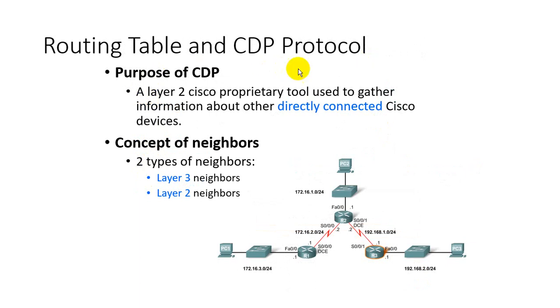Routing table and CDP protocol. The purpose of CDP, a layer 2 Cisco proprietary tool, is to gather information about other directly connected Cisco devices. So for directly connected Cisco devices, it uses a proprietary Cisco tool to gather information. Concept of neighbor: there are two types of neighbors, layer 3 neighbors and layer 2 neighbors. So each router will have layer 2 and layer 3 neighbors.